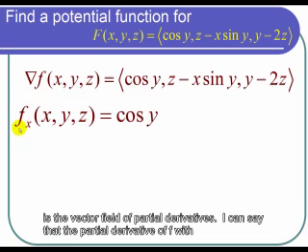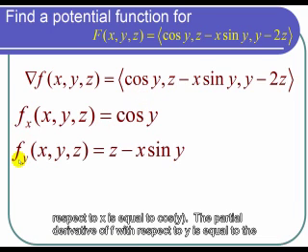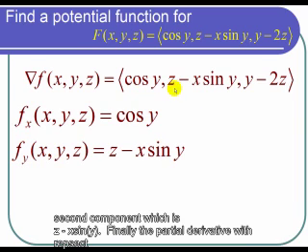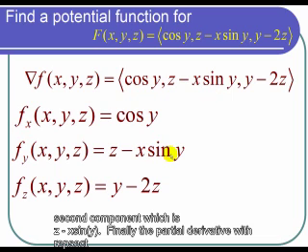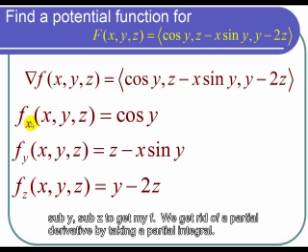So I could say that the partial derivative of f with respect to x is equal to cosine of y. And the partial derivative of f with respect to y is equal to the second component, which is z minus x sine of y. And finally, the partial derivative with respect to z of f is the third component, which is y minus 2z. So now I just need to get rid of the sub x, sub y, sub z's to get my f. And you get rid of a partial derivative by taking a partial integral.